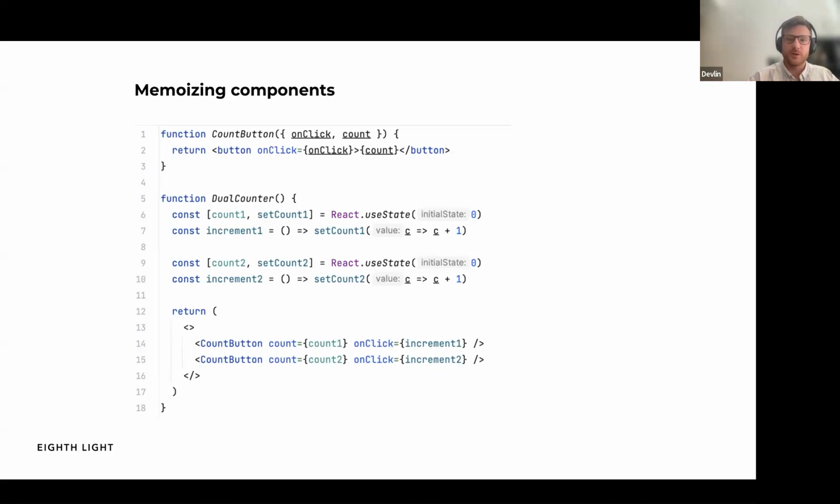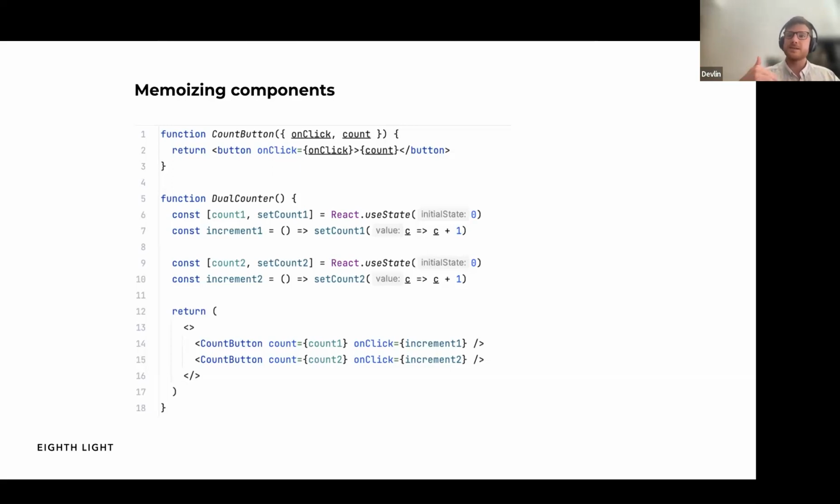So what would happen when either of these buttons are clicked? Let's say the count1 button is clicked. It triggers its increment1 function, which adds 1 to the count1 state. Now, because the state of DualCounter has changed, that causes it to re-render, right? So the re-render causes both children to re-render. So the count1 button now shows 2 if it started off as 1, and the count2 button still just shows 1 because we haven't clicked it yet. But the count2 button still re-renders because its parent DualCounter re-rendered, right?